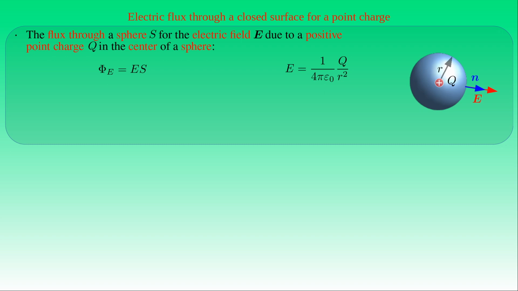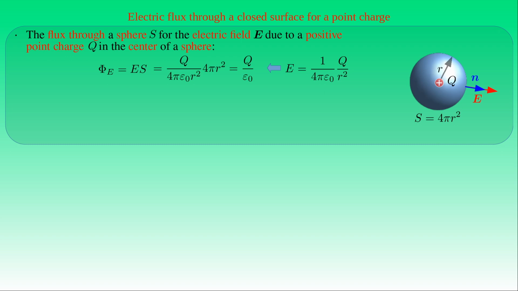The second factor, that is the surface area of the sphere, is given by 4 pi times r squared. As a result, we can write the flux as the charge Q over 4 pi times epsilon naught times r squared, times 4 pi times r squared. Then we obtain Q divided by epsilon naught.